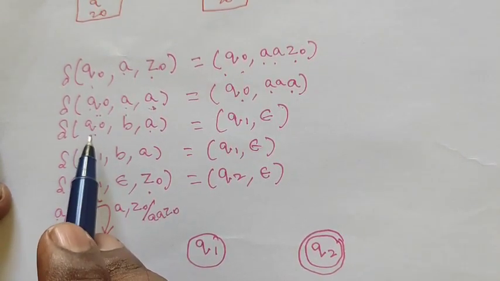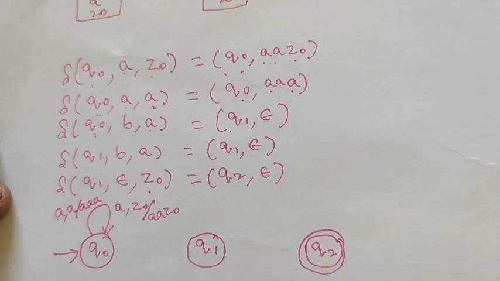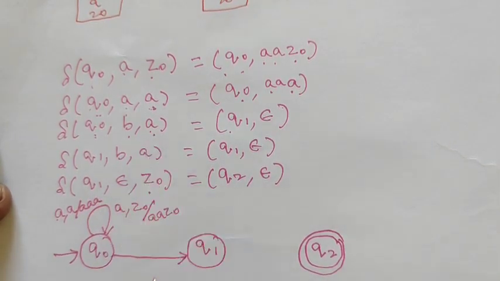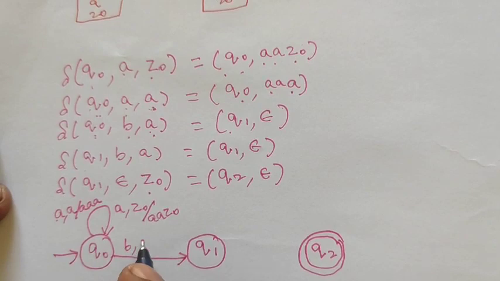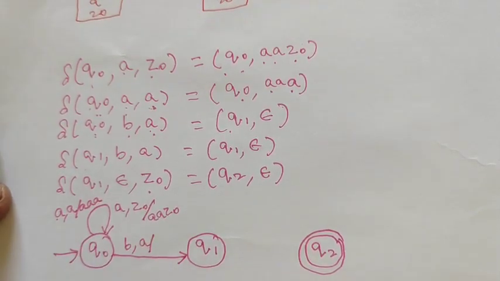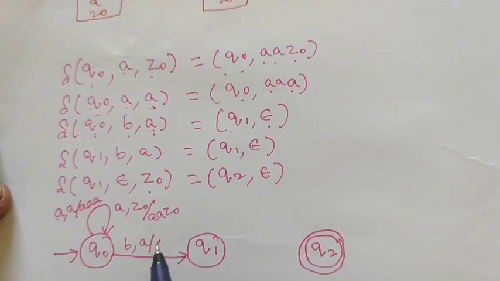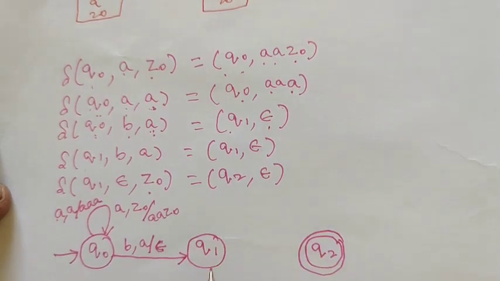Now go to the third transition function. The transition takes place from Q0 to Q1, so you make a line from Q0 to Q1. What is the input? Input is B, topmost symbol is A, and this A is replaced by epsilon. That means you are popping A here. So this is the transition function we have written.